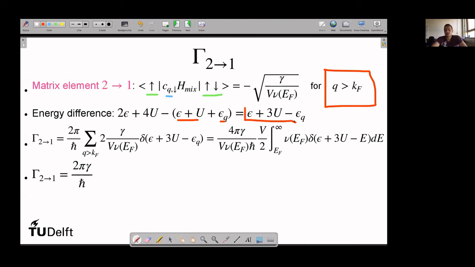Then our next task is to compute the transition rate from 2 to 1. So we write the usual formula. It's 2 pi over h bar. We have to sum over all q's that are bigger than kF. We have the delta, which implies energy conservation. So this is our energy conservation between the final and the initial state energy difference. We have the square here of the matrix element we have evaluated, and there is a factor 2 because there are 2 levels that we can transition from and to.